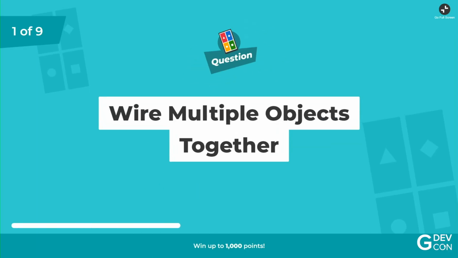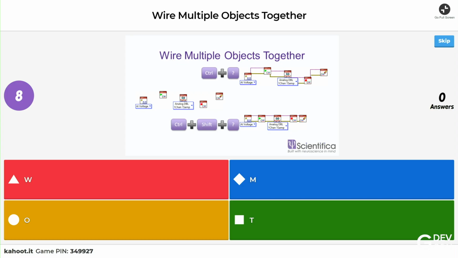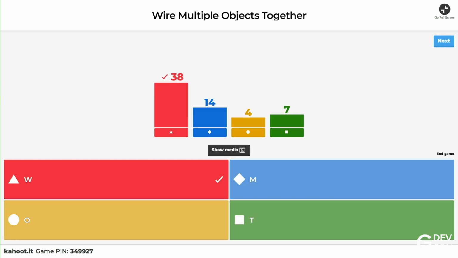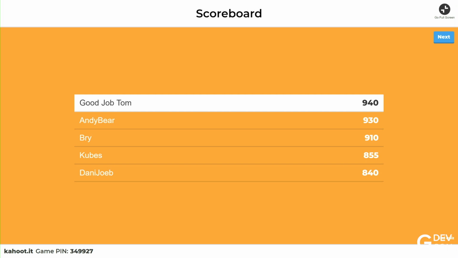Okay, question 1. We want to wire multiple objects together. So W, M, O, or T. Then on your phones, you should select them. 4, 3, 2, 1. Also, you get much more points the faster you select the function. So well done, maybe a third of you here. So 38 of you got W. Excellent.